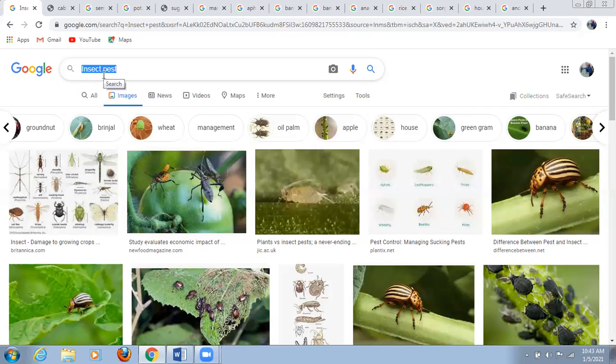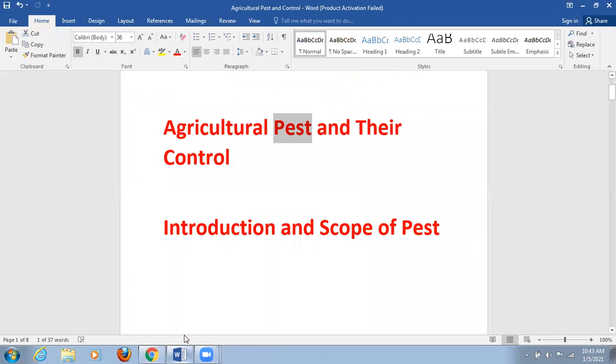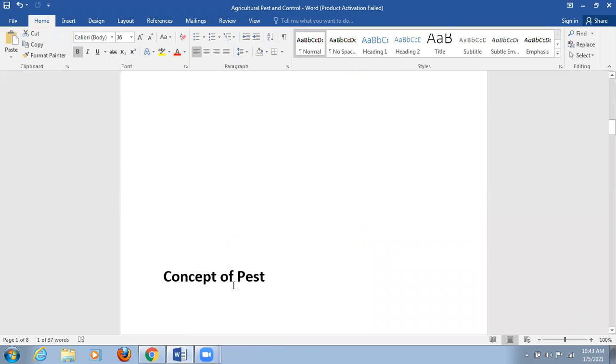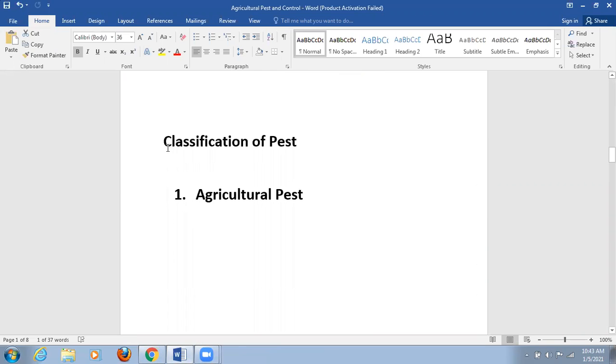So when we learn about insect pests, it is important to learn about the classification of pests. These pests are classified based on the host which they affect. So depending on the host, these pests are classified. The first type is the agricultural pest, so we'll discuss this agricultural pest.